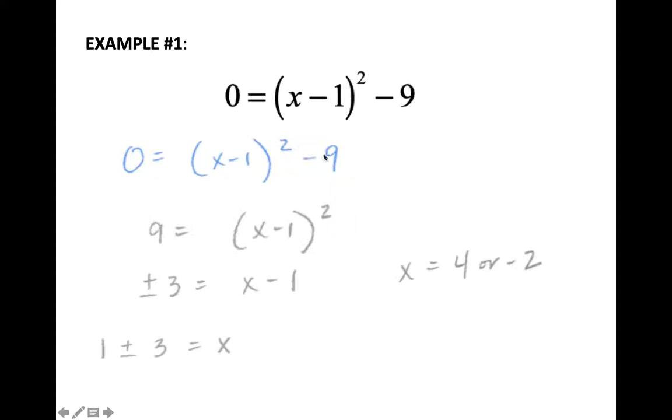We're going to move the 9 to the other side. And then we need to get rid of this square that's here, so we're going to take the square root of both sides. The square root of 9 is plus and minus 3, and the square root of (x minus 1) squared is just x minus 1. Then we can take our 1 and move it to the other side. So we have two possible answers, 1 plus 3 and 1 minus 3. That's where we get our answers of 4 or negative 2.